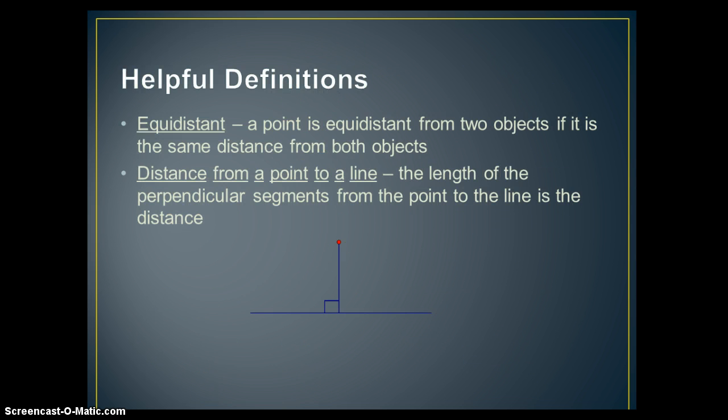A couple more definitions we need to talk about. Equidistant: a point is equidistant from two objects if it is the same distance from both. And distance from a point to a line: if we're going to find the distance from this point in red to the line at the bottom in blue, we're going to do that by drawing a perpendicular line to it. That's going to be the shortest distance. If I drew diagonally, I'm not going to have the shortest distance. So the shortest distance from a point to a line is a straight line that is perpendicular.